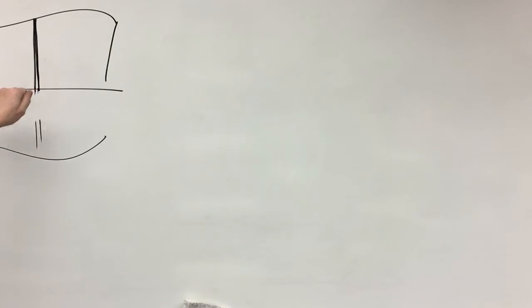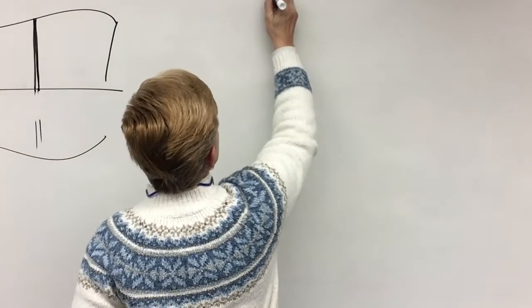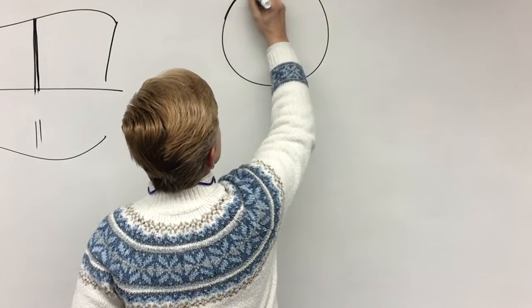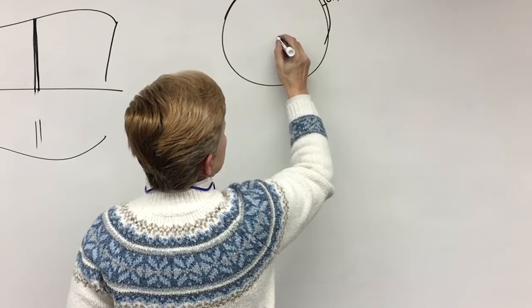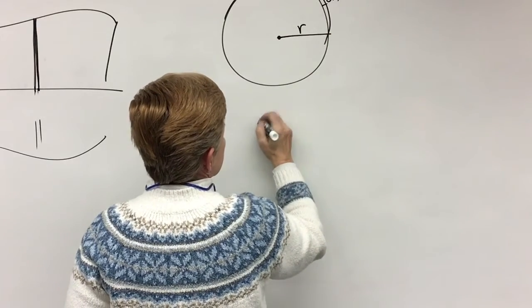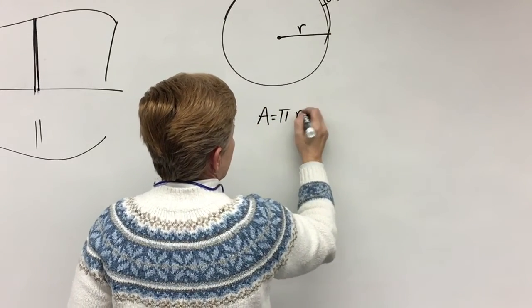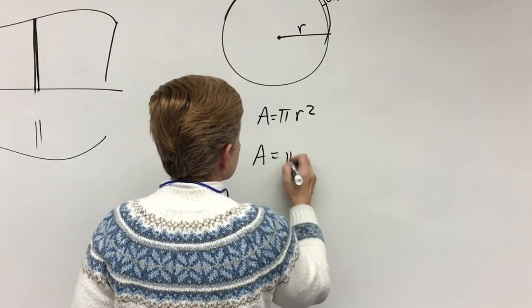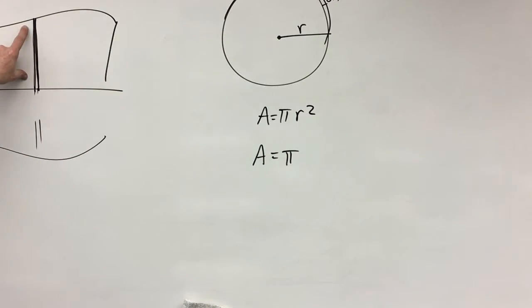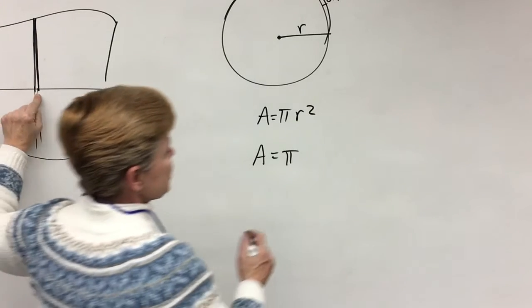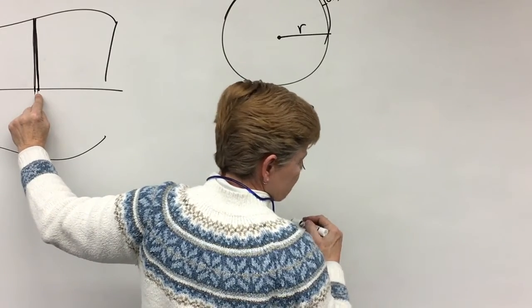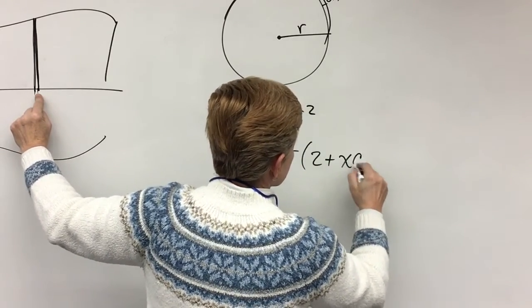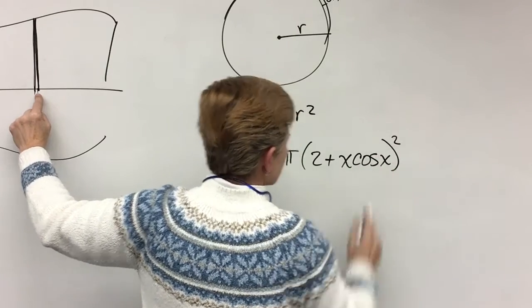So I'm gonna pull that disc out of there like a record, like a vinyl, and put it right here, and I'm going to tell you that it is dx thick. And its area is, dependent upon the radius, pi r squared. Well, the radius, in this case, is determined by the function at this x value. So the radius is... what did I tell you it was? What's the function? 2 plus x cosine x. Oh, 2 plus x cosine x. Squared. Don't forget squared.